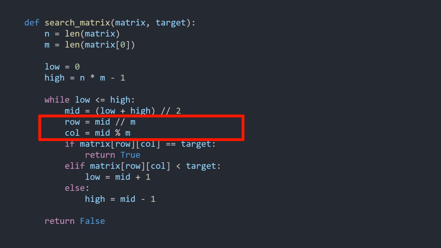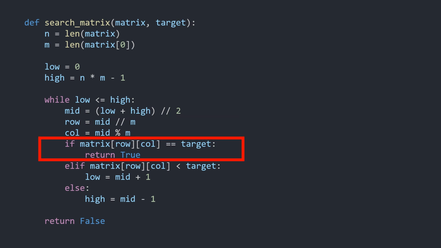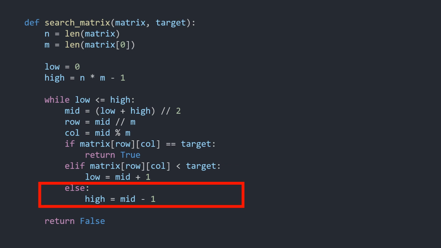The rest of the algorithm is similar to the classic binary search. We check whether the element is equal to the target element. If yes, we return true. If it is not equal, we check whether it is less than the target element. If it is less, we look in the right half by changing low to mid plus 1. If the element is greater than the target element, then we should look in the left half by changing high to mid minus 1.